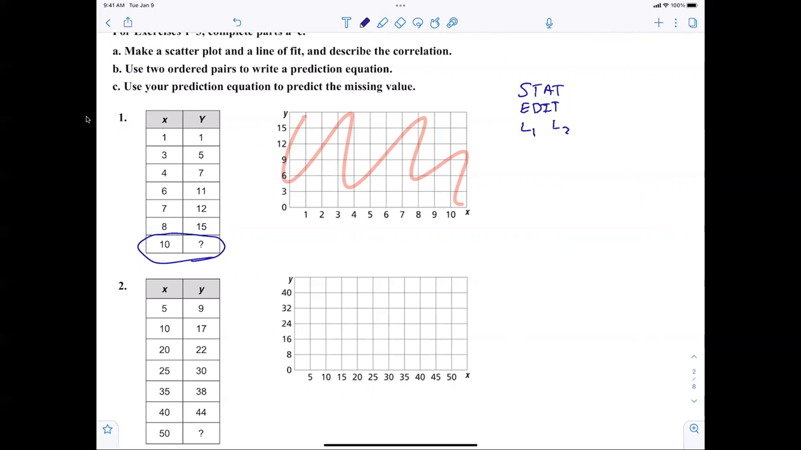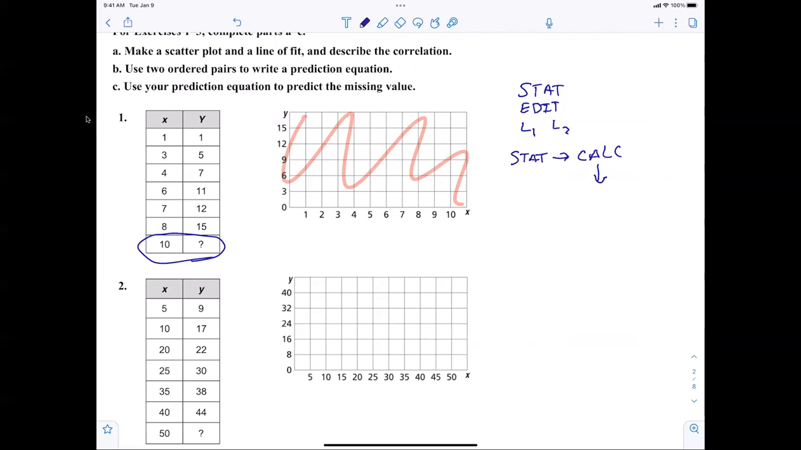Now, we want the calculator to calculate that line of best fit, correct? So now we hit the stat button again. Then you go over to calc. Then you go down, I think it's number 4, linear regression, correct? Hit line reg, and then hit enter all the way through to the very end.